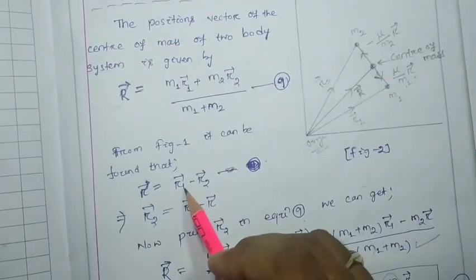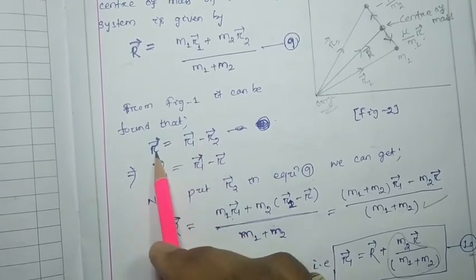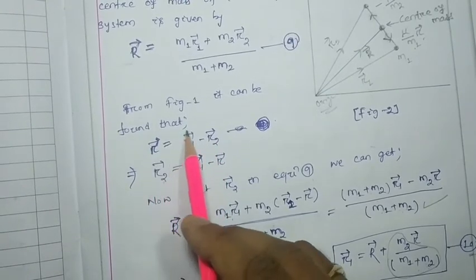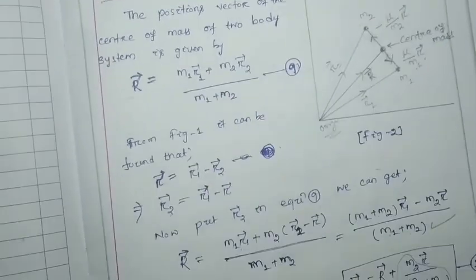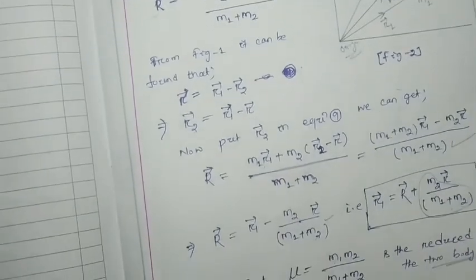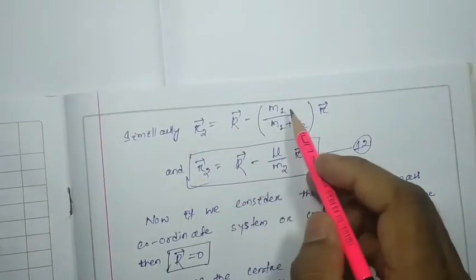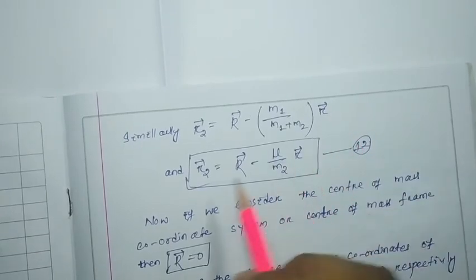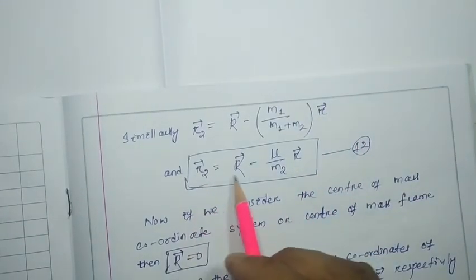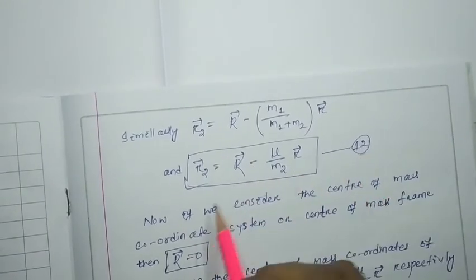Likewise, from this equation, r1 will be how much? R plus r2. So if we substitute r1 here, then we can find the r2 value in the form of capital R. Okay, you can see, similarly, r2 will be equal to R minus m1 by m1 plus m2 into r, or r2 will be equal to R minus mu by m2 r. Let this be your equation number 7.